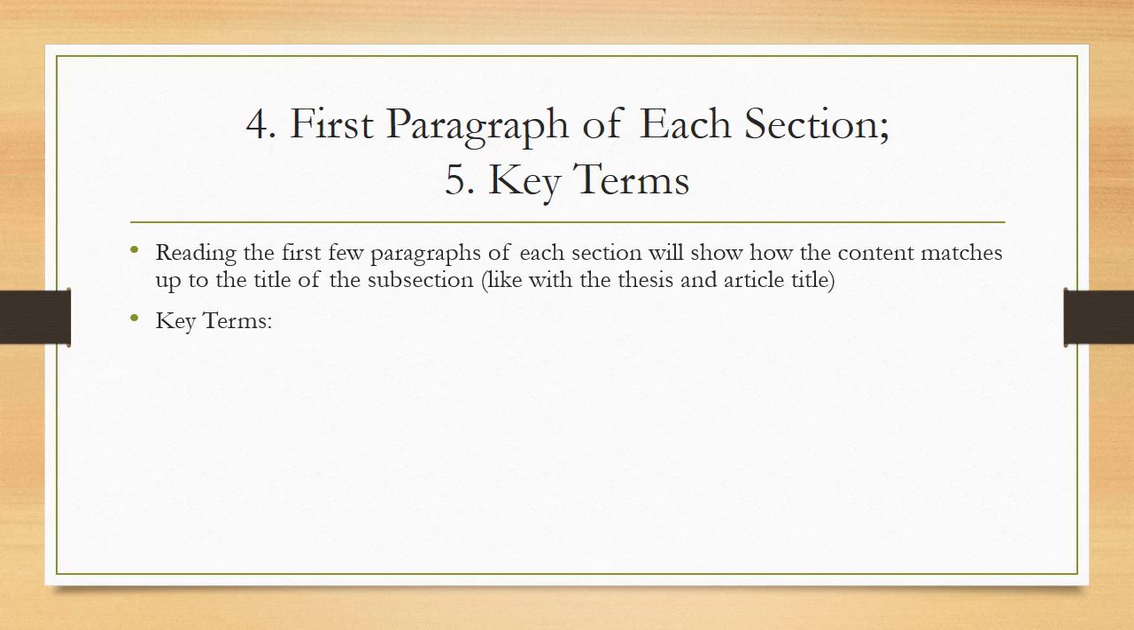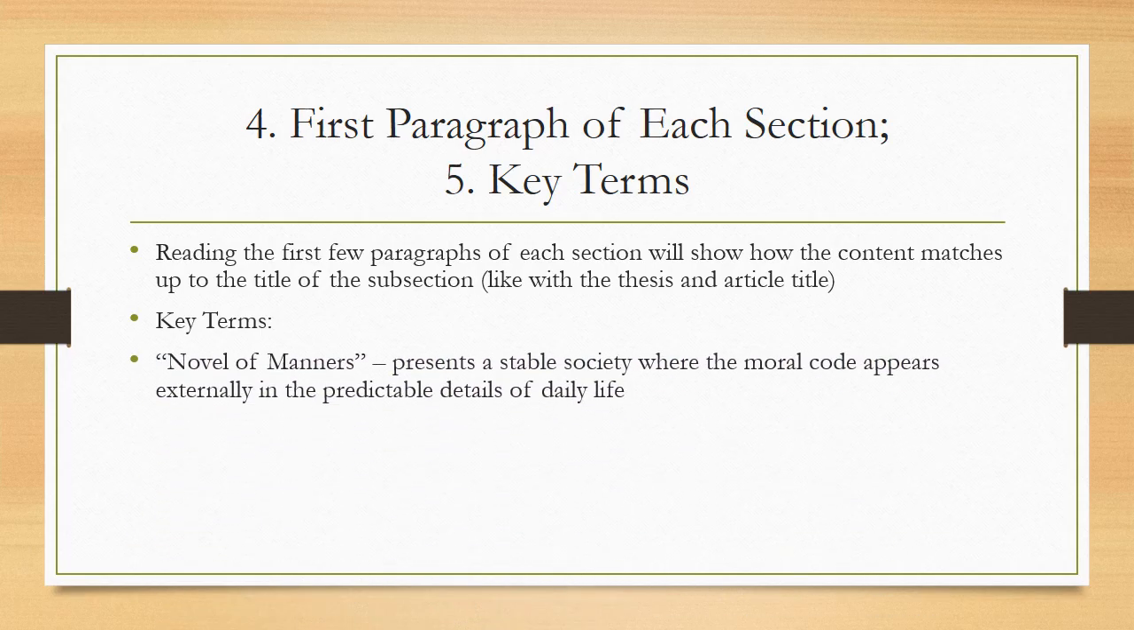But when you're actually reading, you want to highlight or note any key terms. That's step 5. Even if the content of the subsection matches up well with the title of the subsection, you still might want to read a little bit just to see some of these key terms because they'll be helpful to understanding the overall argument. So what are some of the key terms from this article? Novel of manners. Remember, I talked about that subsection. That was the most confusing title of a subsection. So that's a good example of a subsection where you might want to read a little bit more. And once he defines a novel of manners, it becomes much clearer.